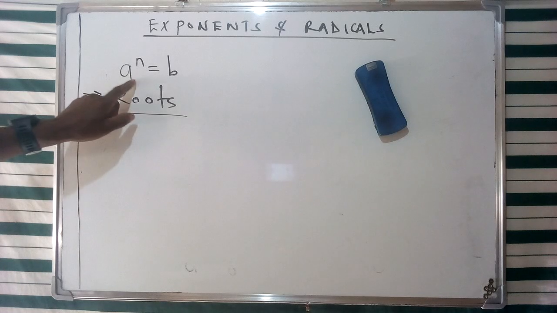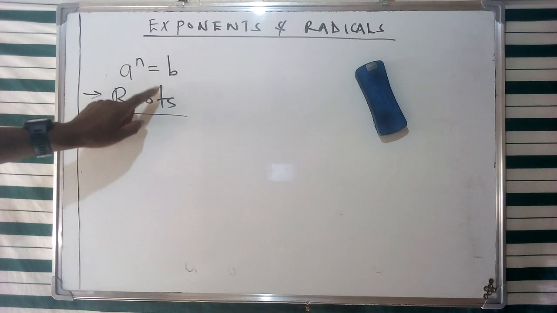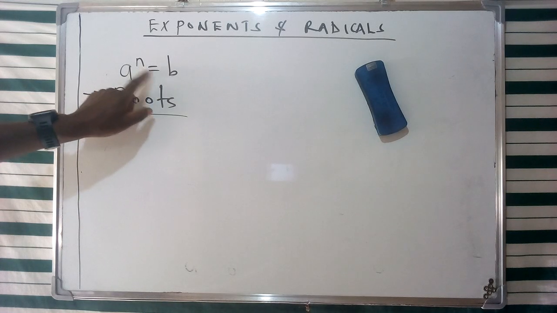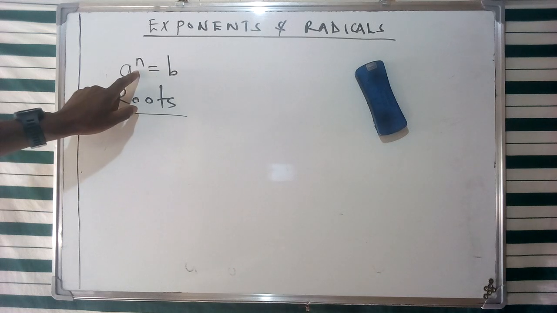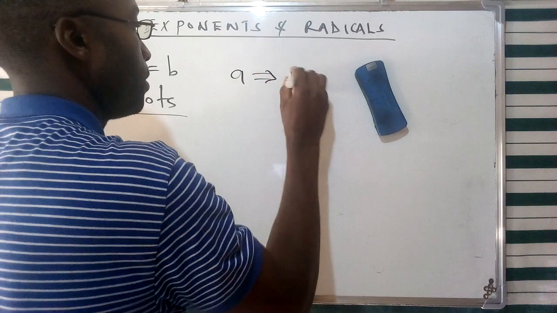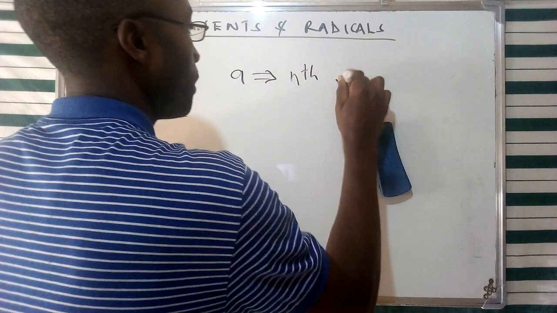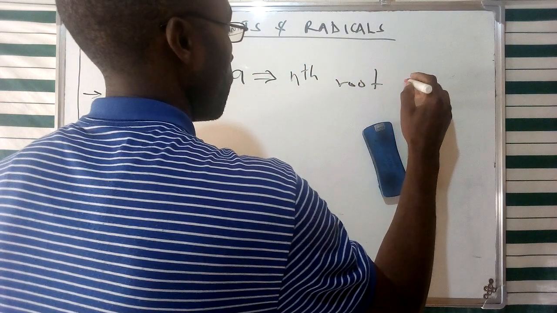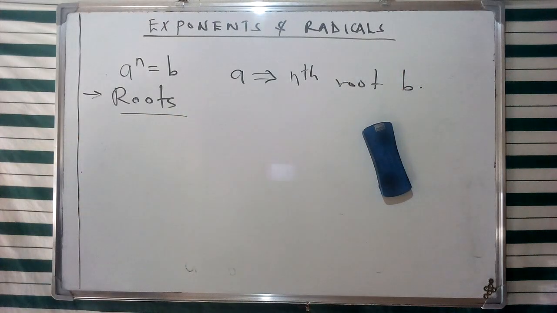So if we have numbers a and b which satisfy the equation a raised to power n is equivalent to b, where n is an integer, then we can define a as an nth root of this specific number b.